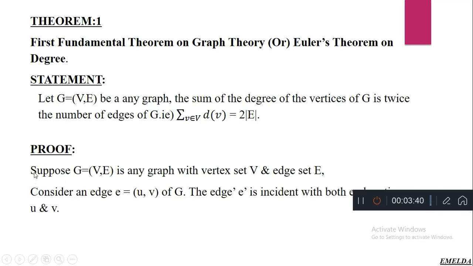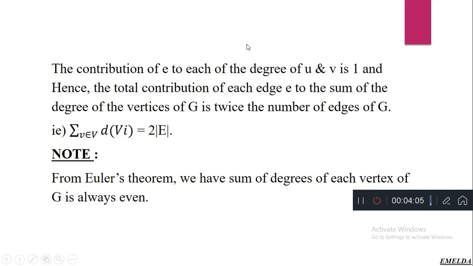So we shall see the proof now. Suppose G is a (V, E) graph, that is G is an ordered pair (V, E). You may take any simple connected graph with vertex set V and edge set E. Consider the edge E. We already know it is the ordered pair (U, V) of G. The edge E is incident with both end vertices U and V. Hence the contribution of E to each degree of U and V is 1, and therefore the total contribution of each edge E to the sum of the degrees of the vertices of G is always 2 times the edges of G.